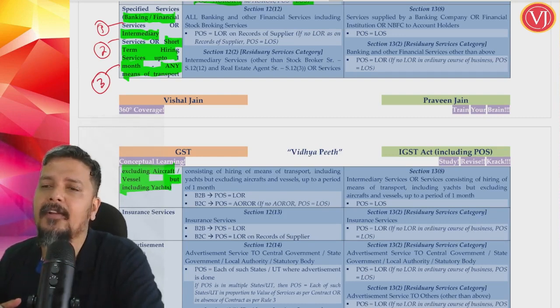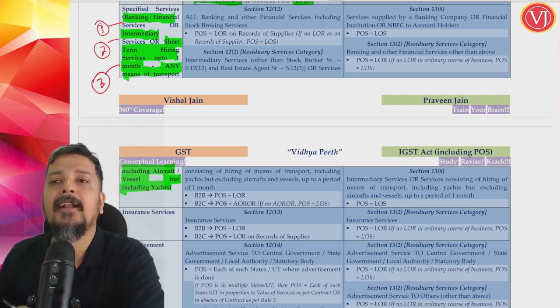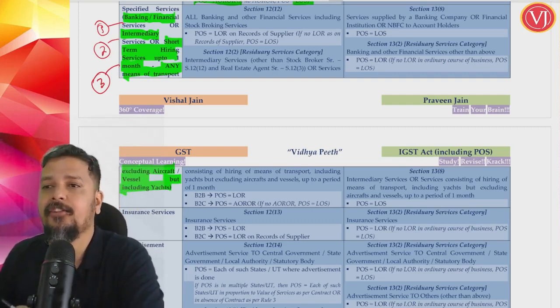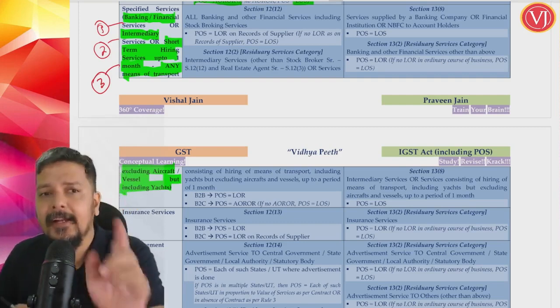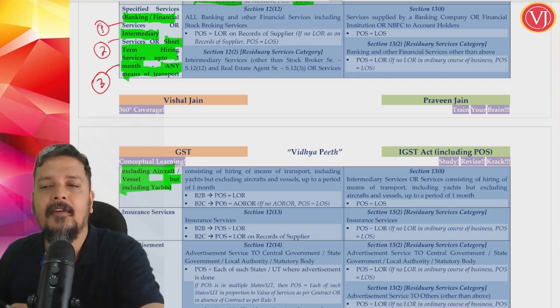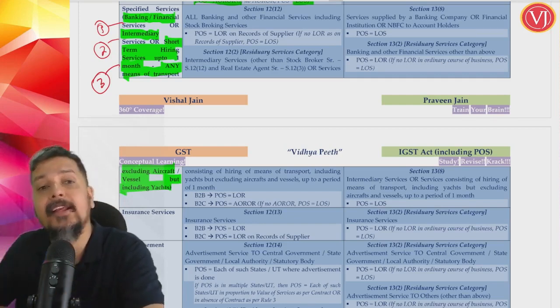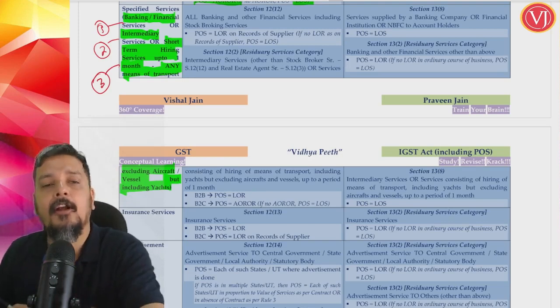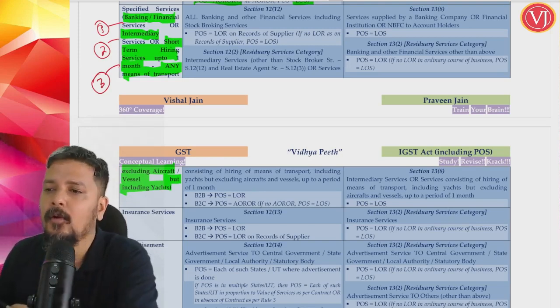What about aircraft and vessel? General category. But if it is recreational ships, yacht, then it is covered. Be it any means of transport other than aircraft and vessel, but including recreational ships, yacht, the condition is it should be only up to 1 month.